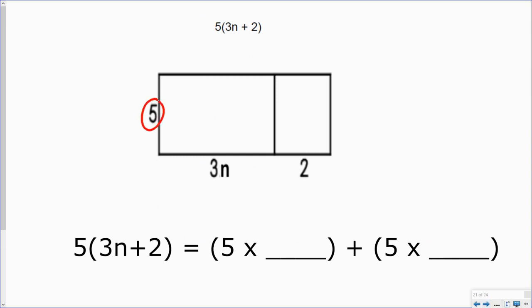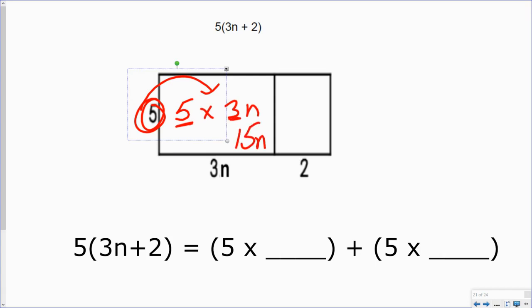So again, here's my 5. So I'm distributing it to the 3n. So that says I have 5 groups of 3n, or 5 times 3 gives me 15n. And then I am distributing the 5 to the 2. And so I would have 5 times 2, which would give me 10.